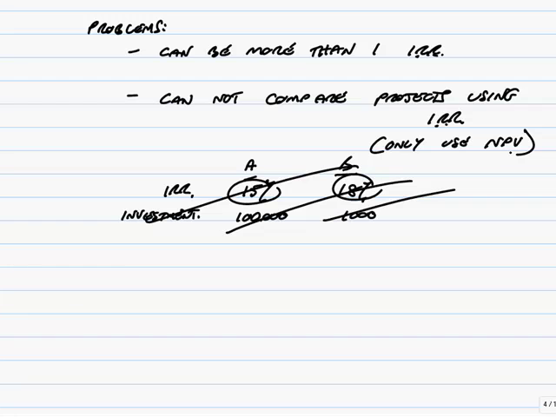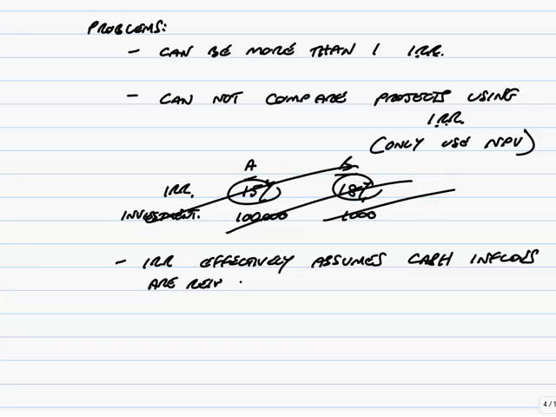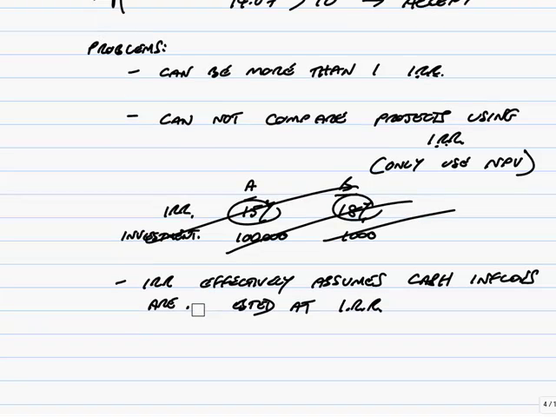And finally, although really the reason behind those two statements is the IRR effectively assumes that cash inflows are reinvested at the internal rate of return. Ours have an internal rate of return of about 14%. If you were going to use the IRR to make decisions, you would be effectively assuming that you were able to reinvest the returns at 14%.